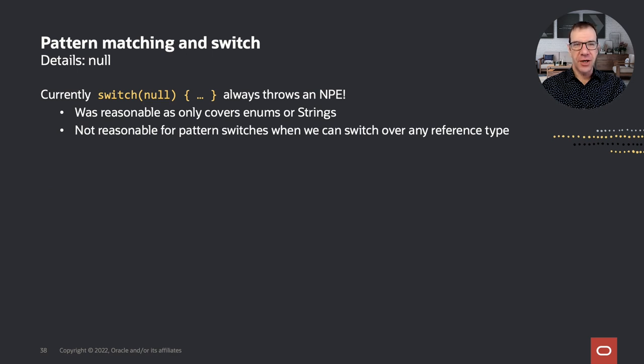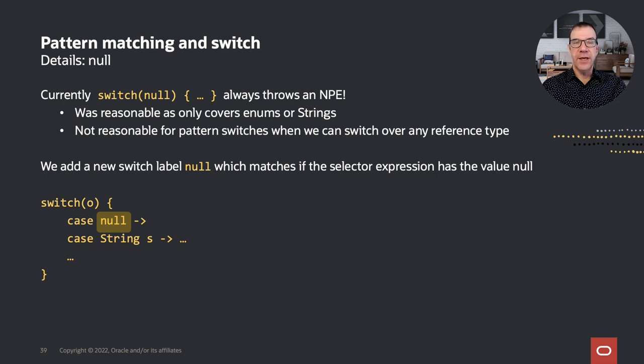Now, no language feature in Java doesn't get complicated by null. So you'll be relieved to hear that that's the case for pattern switch too. We have a complication with null. Currently, switch is very strict with respect to null. If the selector expression evaluates to null, then every switch throws a null pointer exception. This is reasonable, because we didn't allow you to switch over very many reference types. But now we're lifting that restriction, and now you can switch over every reference type. It's no longer reasonable. We don't always want the switch to throw a null pointer exception. So what do we do?